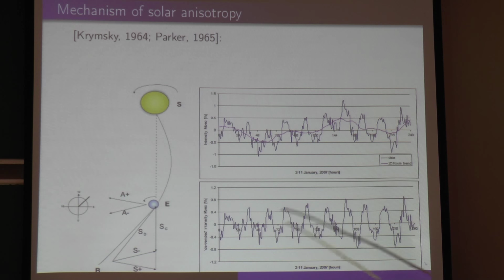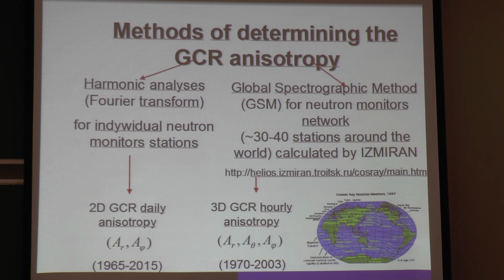This is an example of 24 hours intensity measured by the Moscow Neutron Monitor in January 2007. Concerning the cosmic ray anisotropy, we have two possibilities. We could take harmonic analysis or Fourier transform for an individual neutron monitor and obtain two-dimensional cosmic ray anisotropy, A_R and A_S. A_R is the component directed to the Sun, and A_S perpendicular.